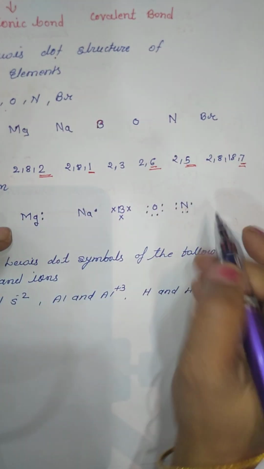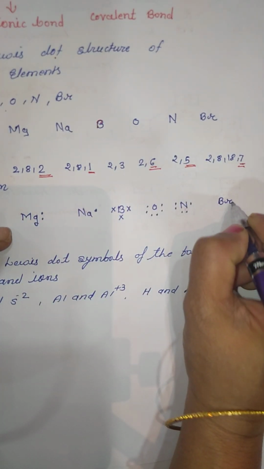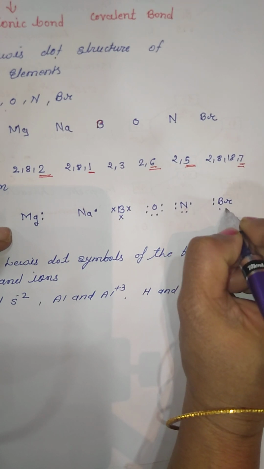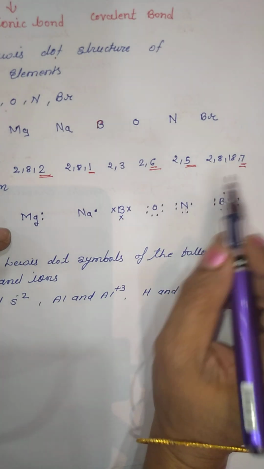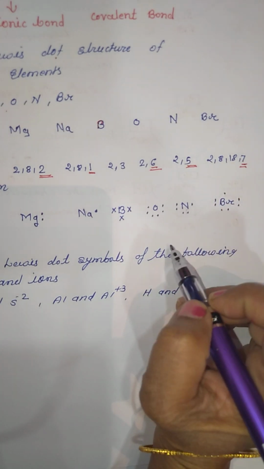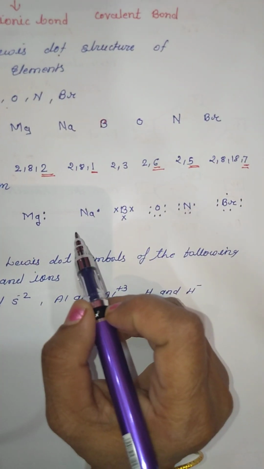So what will you do? You will write the symbol and put the 7 electrons. 2 here, 2 here, 2 here and 1 here. Children, these 7 electrons you can write around the atom. So this is the Lewis dot structure of the element.